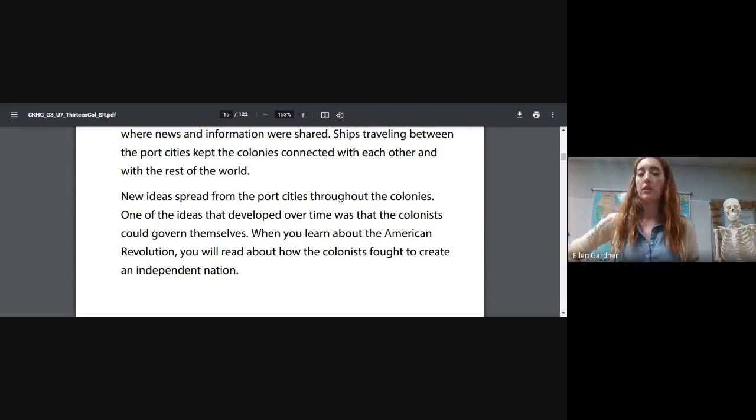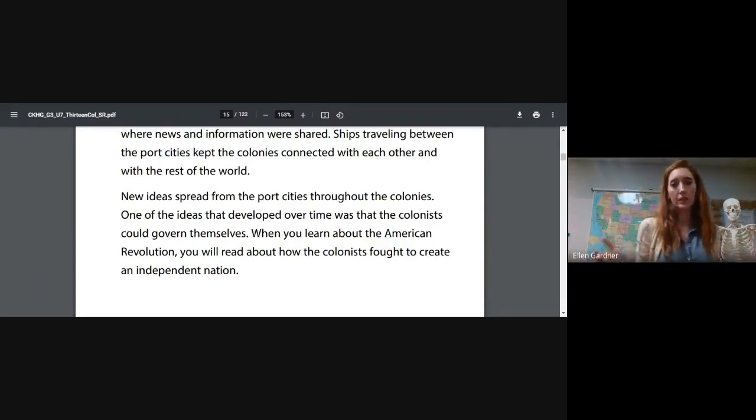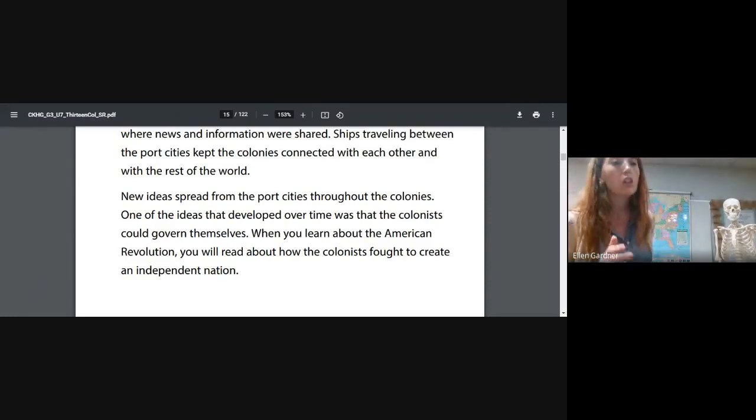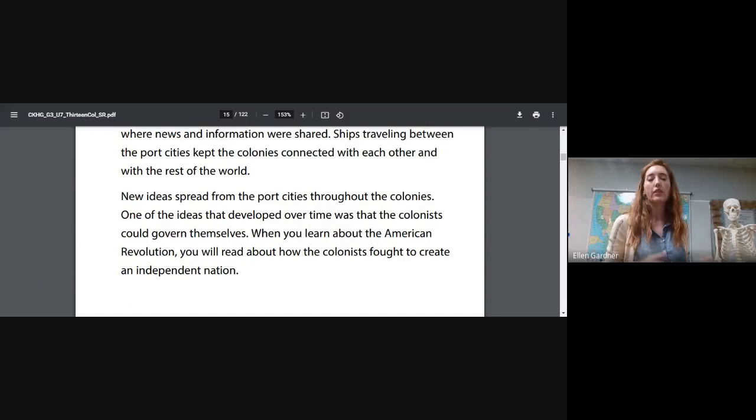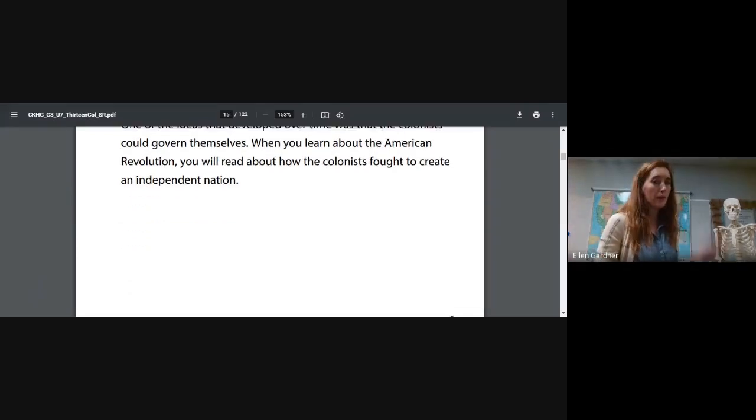One of the ideas that developed over time was that the colonists could govern themselves, meaning it doesn't have to be England governing them, just like in ancient Rome for a long time until there was finally pushback. It was Rome controlling everything within the Roman Empire. Well, for a long time, England was controlling everything here in the colonies, even though eventually, about the Revolutionary War later on, they pushed back and did not want to have somebody else governing them. When you learn about the American Revolution, you'll read about how the colonists fought to create an independent nation.